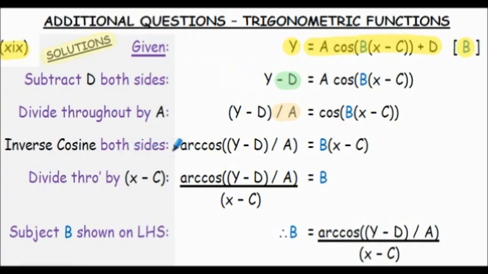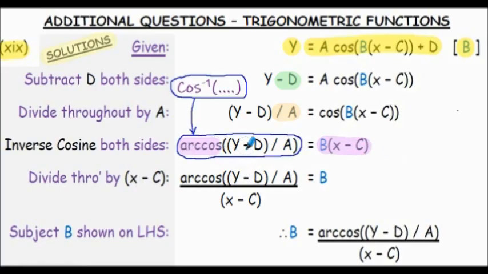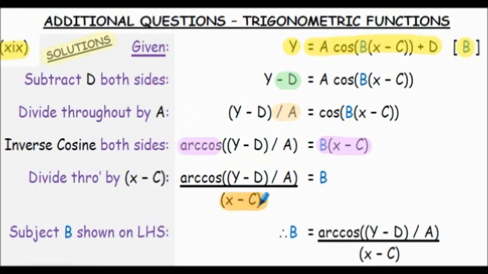Then we take the inverse cosine, arc cos of both sides of the equation, so the cos term is removed from the right hand side. And just note for reference that arc cos of the bracketed term is often written as cos to the -1 of the bracketed term. Then we divide by the bracket x minus c. So now we have variable b as our subject, and we simply turn the equation around. So b is equal to the arc cos of, in brackets, y minus d divided by a, and that's all divided by x minus c.